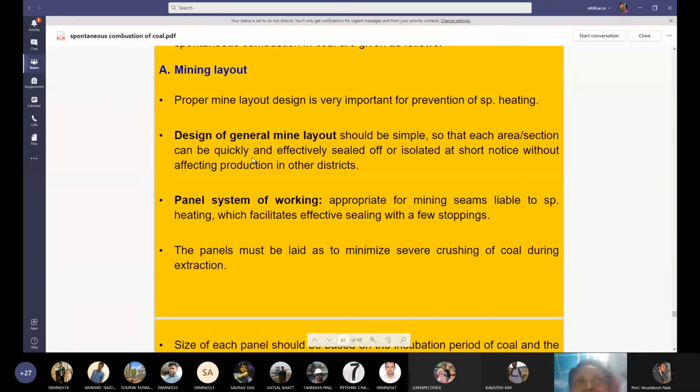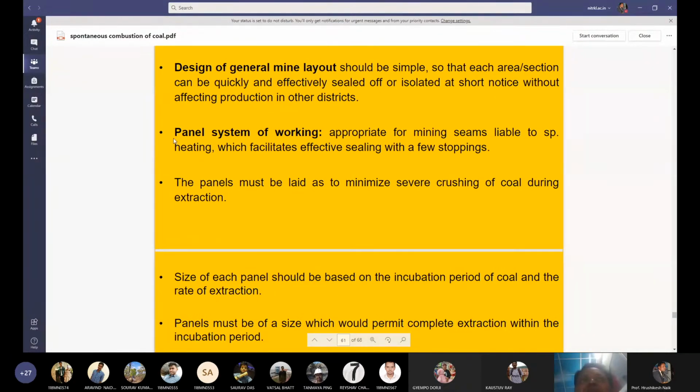The design of the general mine layout should be simple so that each area can be quickly and effectively sealed off at short notice without affecting production in other areas.